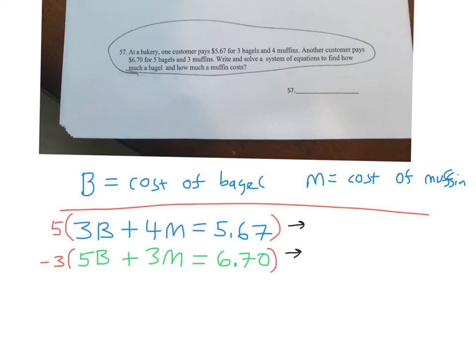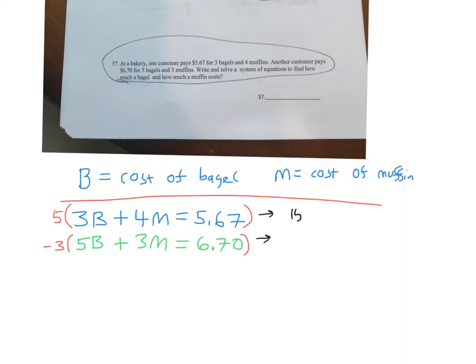So let's bring everything over here, actually. We are going to have 15b plus 20m equals 28.35. And down here, we are going to have negative 15b minus 9m equals negative 20.1.